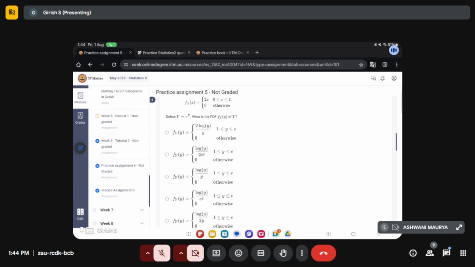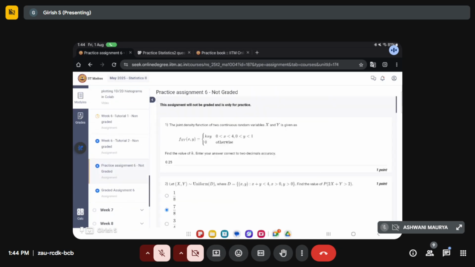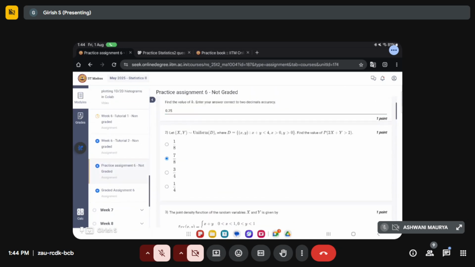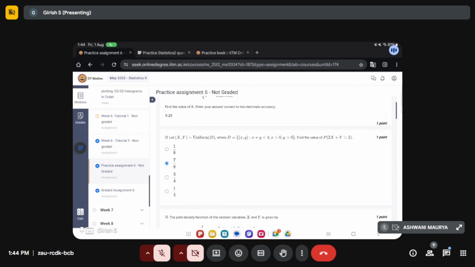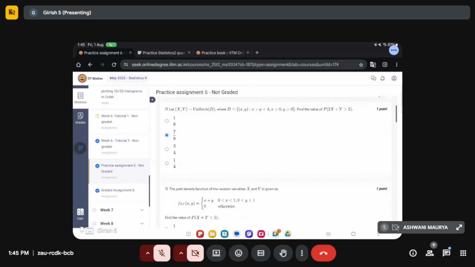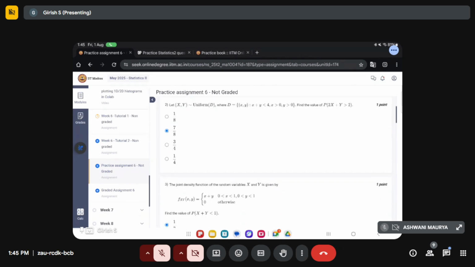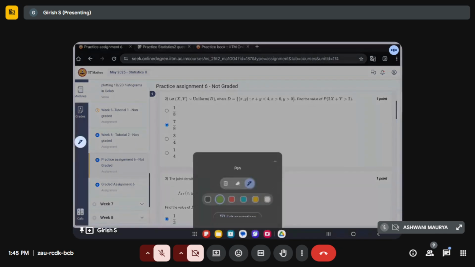I'm searching for a graph question which was asked earlier, but I'm not able to find. Okay. Can we try this question? Question number 2. Let's try question number 2 here.